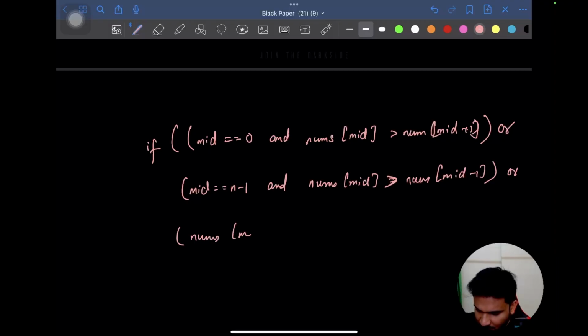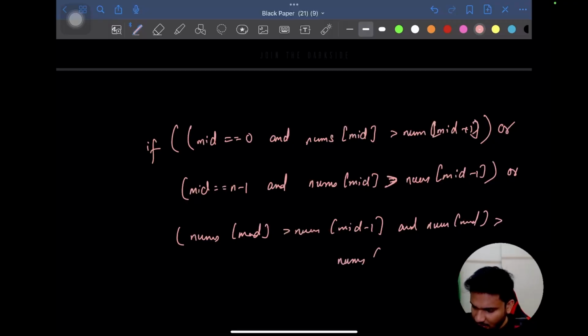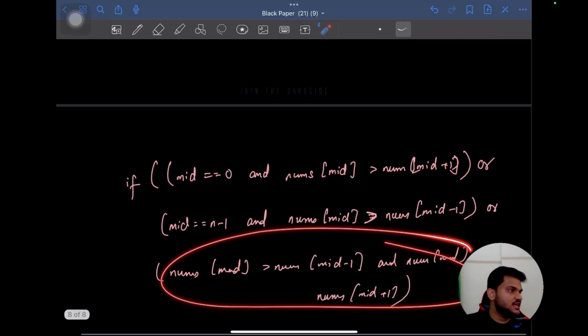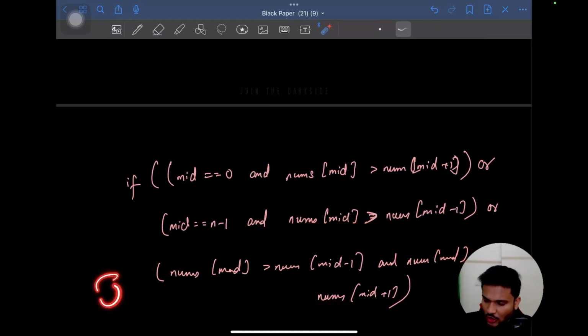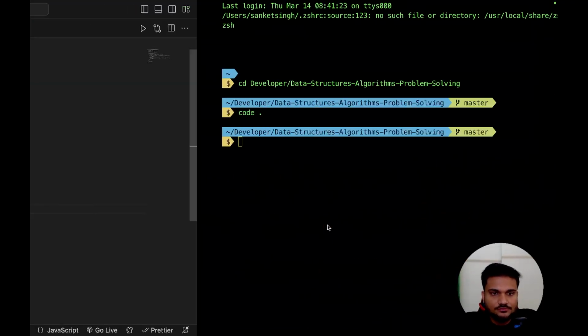Or nums at mid is greater than nums at mid minus 1 and nums at mid is greater than nums at mid plus 1. Can I say that? The third condition is if you are somewhere in the middle, and your mid element is greater than the left part and the right part, then mid is your answer. You can actually implement this as well.